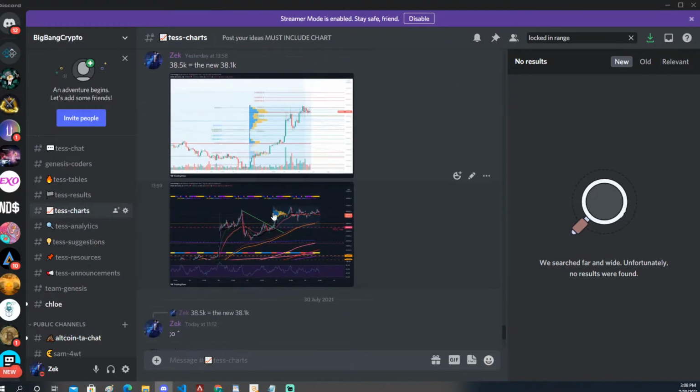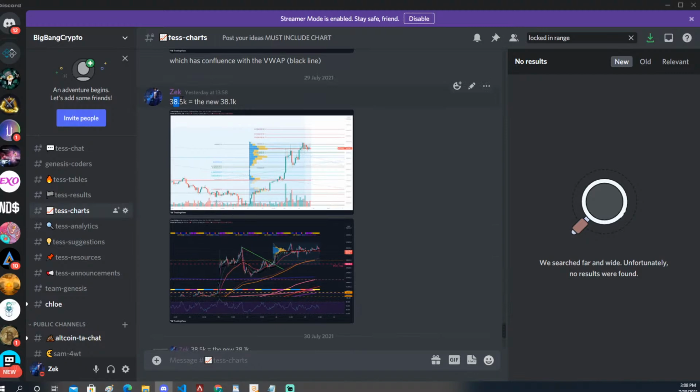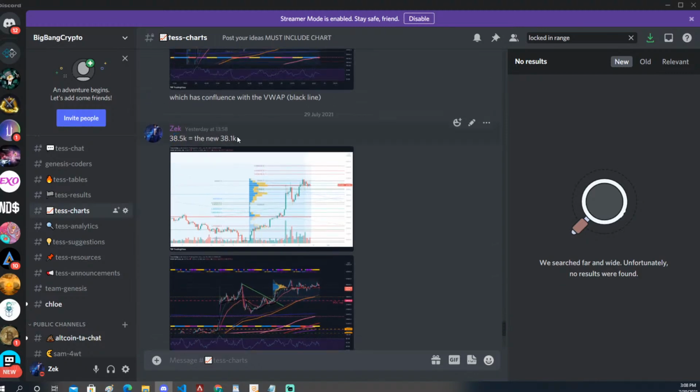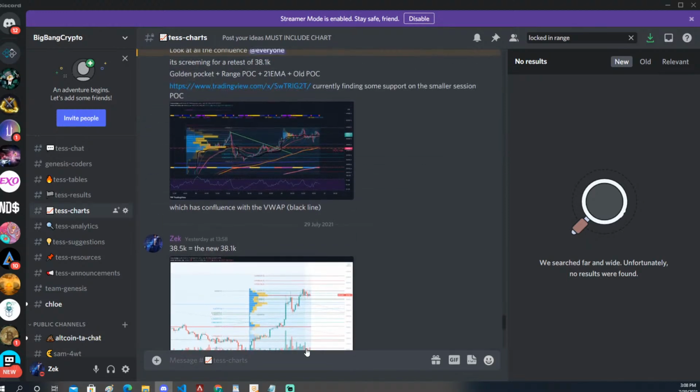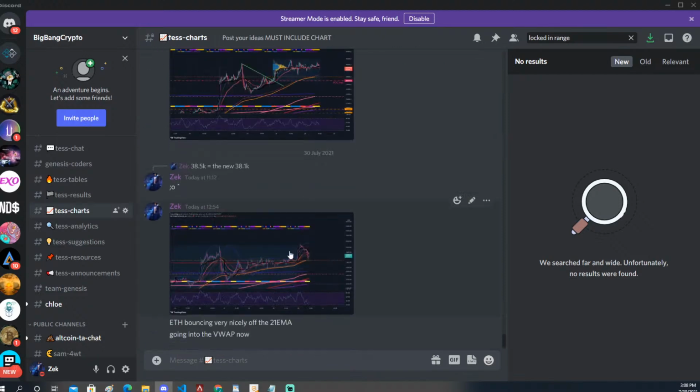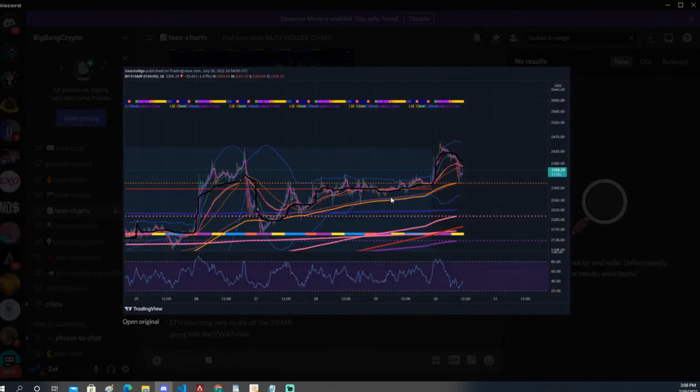For example, here we were saying 38.5K is the new 38.1K. So we were first waiting for a dip to 38.1K, but then things shifted. We saw alignment and confluence at 38.5K. So that's what we posted, and it perfectly touched. As the guys know, this orange line is something that we pay a lot of attention to. And again, perfect touch on Ethereum.